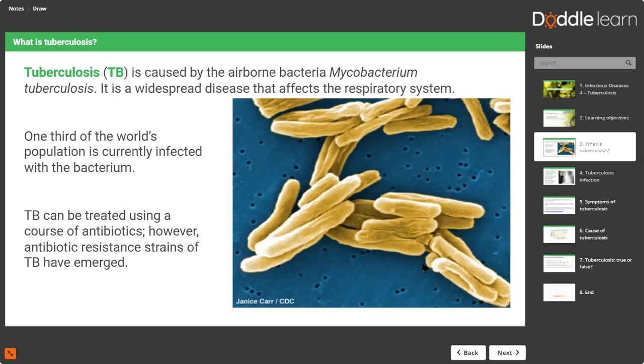So TB can be treated by antibiotics, but lots of antibiotic resistant strains of TB have emerged, so that's when this real big push on using immunisation came in, because of that idea that prevention is better than cure. Cure was causing these resistant strains to emerge, so if we can prevent people from becoming ill with TB, that's a lot better than trying to cure people.